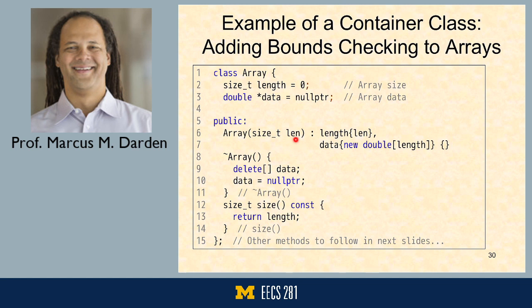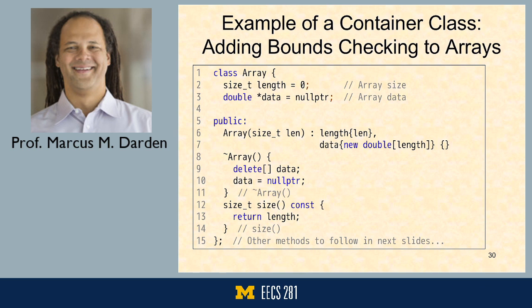This length then is going to be used to assign the value of my member length, and then I'm going to initialize data as a new square brackets collection of doubles, length, length. Very important, this initialization list takes place between the colon and the curly braces of the function, right? That's where the initialization list is, and these things are comma separated. You have to do them in the order that they're declared. So you see in line 2, I declared length. In line 3, I declared data. So my initialization list in line 6 has to have length before data.